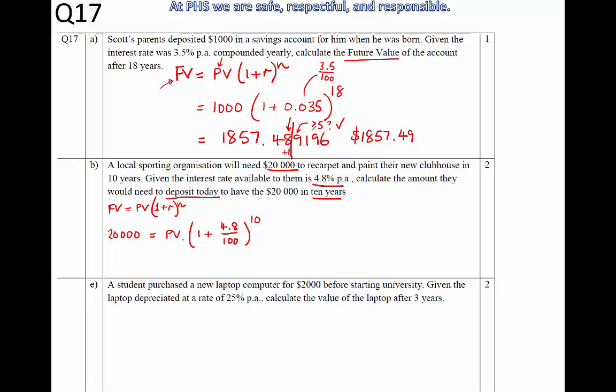All right, so let's calculate that. Well, I want to find out what PV is, so I need to get it by itself. Okay, now currently it's linked to this huge thing by a multiplication. So what's the opposite of multiplying? Well, we can divide. If we divide this side of the equation by that, that's going to cancel out. But what we do to one side, we have to do to the other.